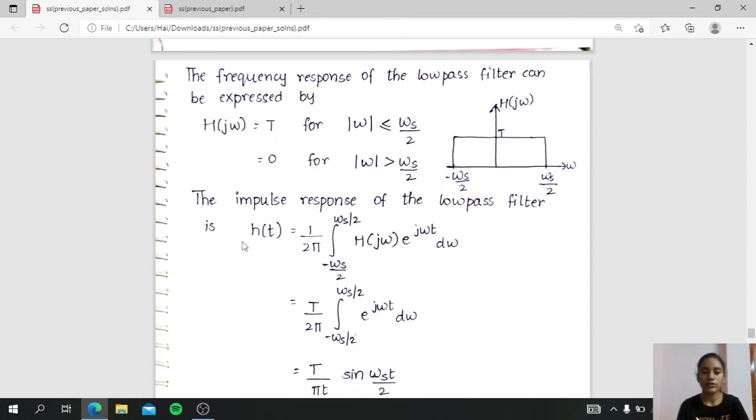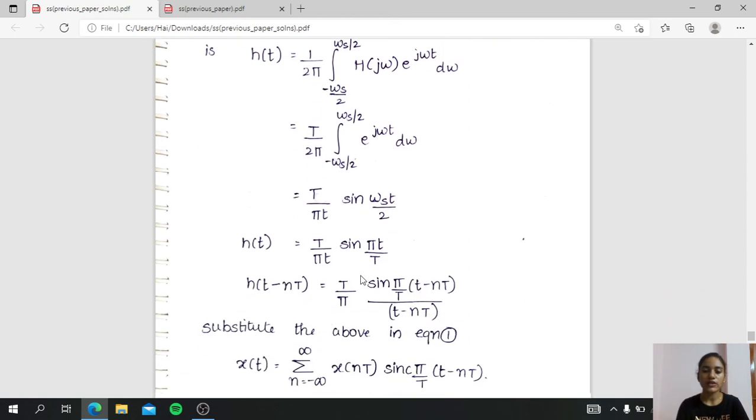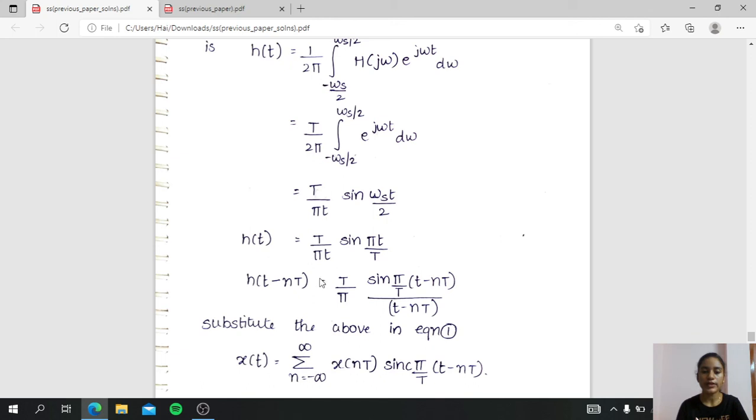According to the Nyquist rate, omega should be less than or equal to omega s by 2, in which h of j omega is equal to T. The impulse response h of t that we need will be equal to 1 by 2 pi times the integral from minus omega s by 2 to omega s by 2 of h of j omega. In this interval, h of j omega is equal to capital T, a constant, so take it out. On solving this, you get T by pi t sine pi t by capital T. We need h of t minus nT, so replace t by t minus nT, and you get this particular equation.